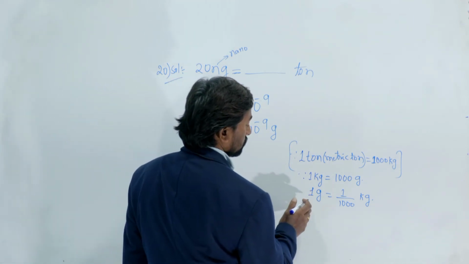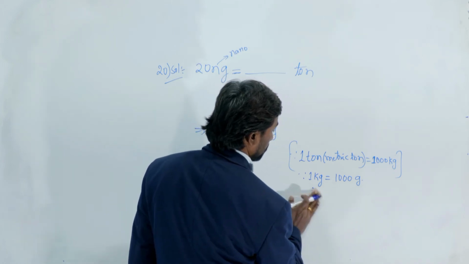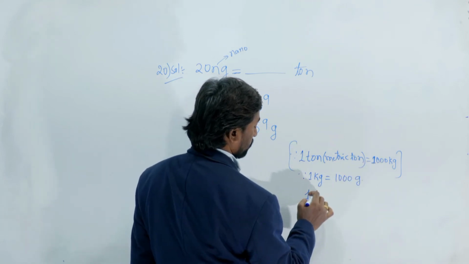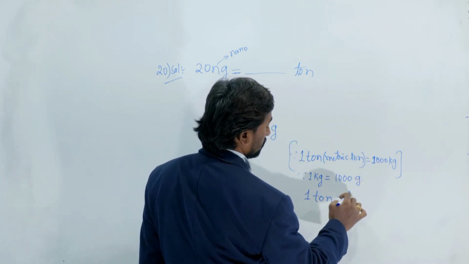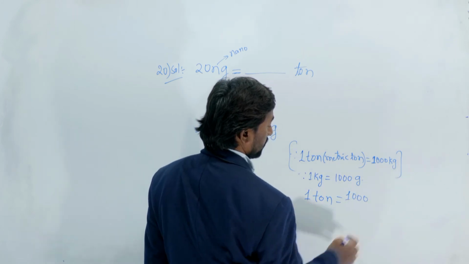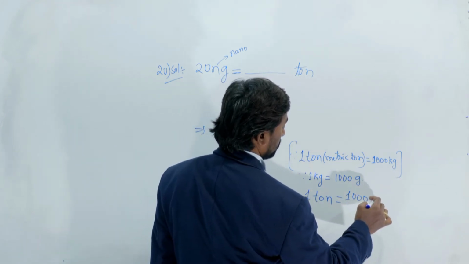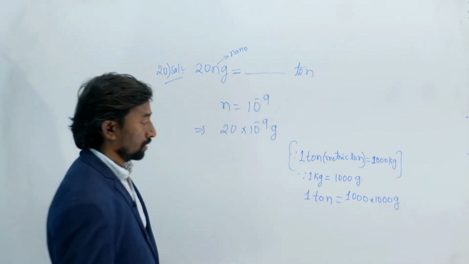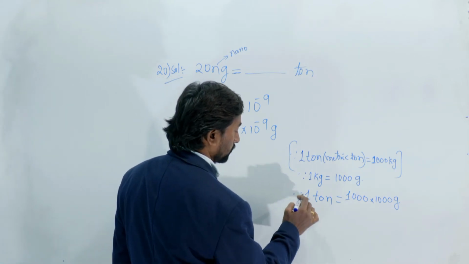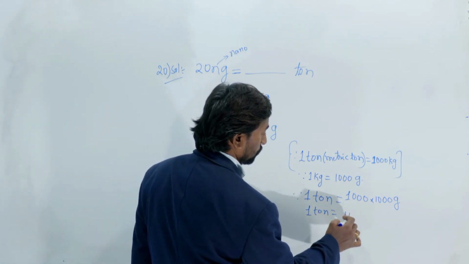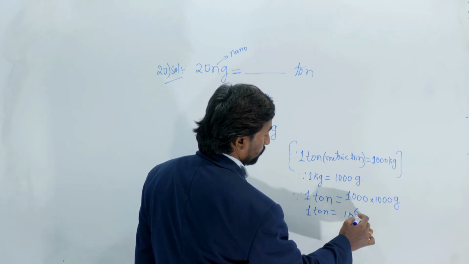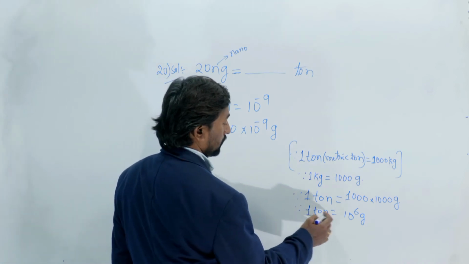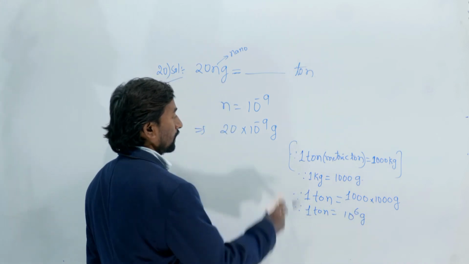Okay. So now we don't need this one, it is not required. So from this we'll get 1 ton is equal to 1000 kg, and 1 kg is again 1000 grams. So now this can be written as 1 ton is equal to 10 to the power of 6 grams.